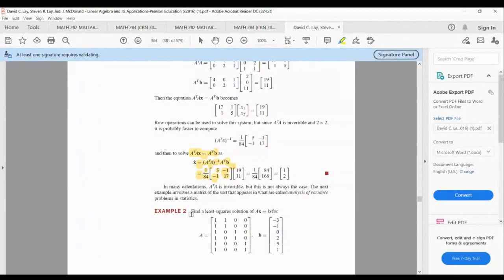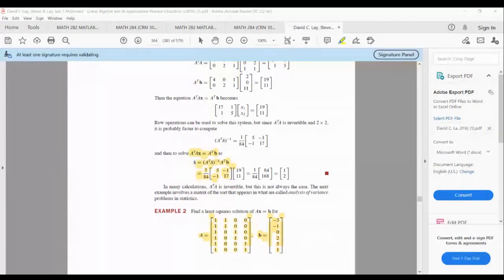you have a situation where the matrix A, because the first column vector of A is the sum of the second, third, and fourth column vectors of the matrix A. Those columns are not linearly independent. So A transpose A would not be an invertible matrix.